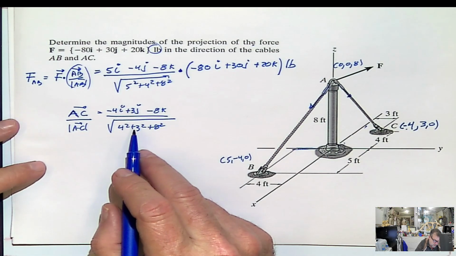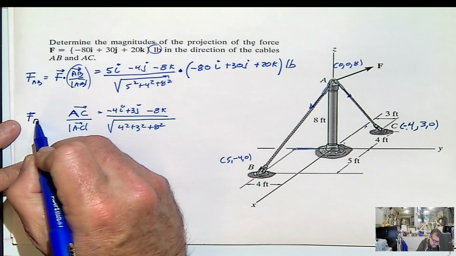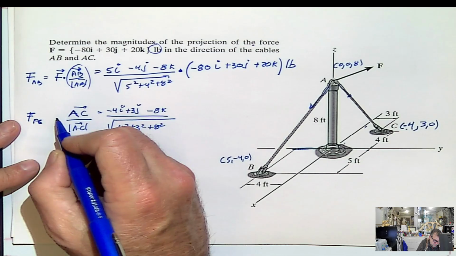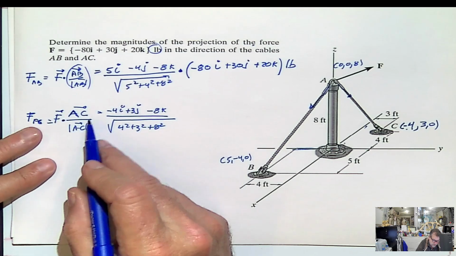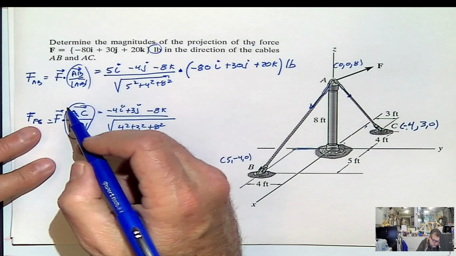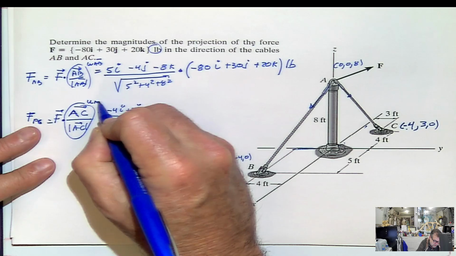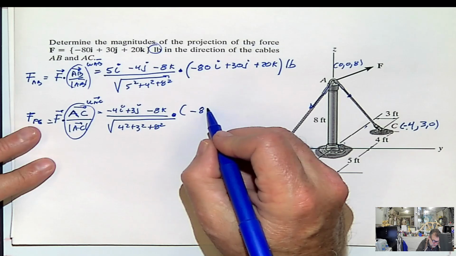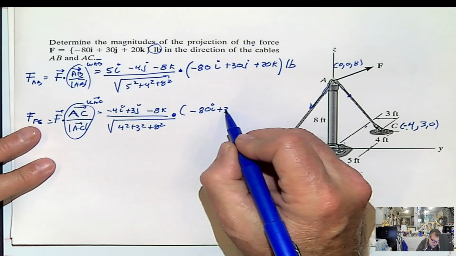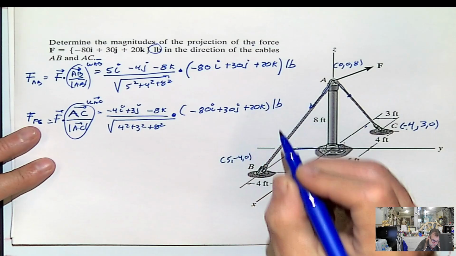And if we want to do it here, the projection of the force over AC, you just have to multiply the force here, dot multiply with the unit vector. Remember, this is the unit vector AB, and this is the unit vector AC, which will be this multiplied by the force, negative 80I plus 30J plus 20K. And the answer will be in pounds.